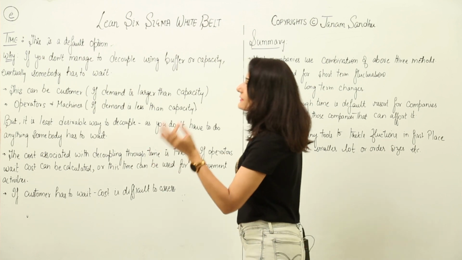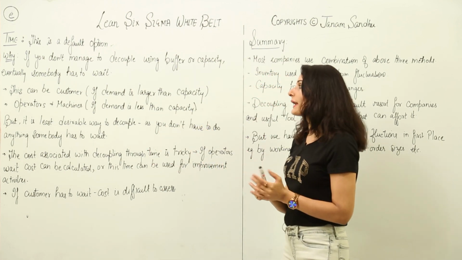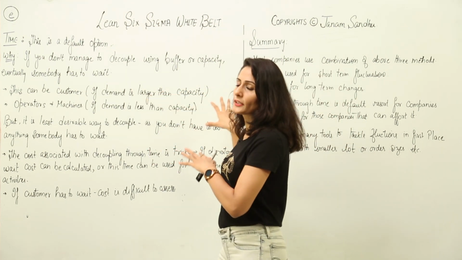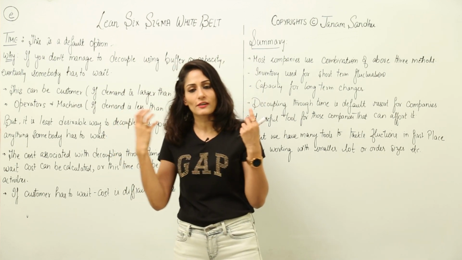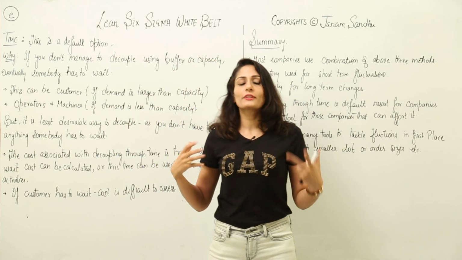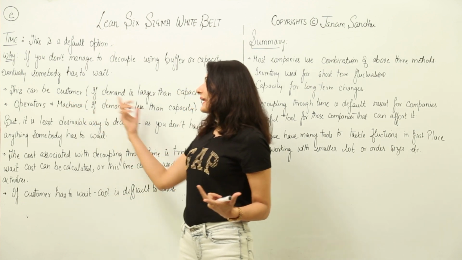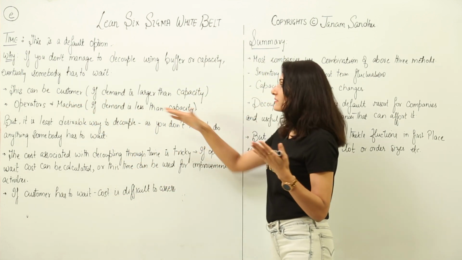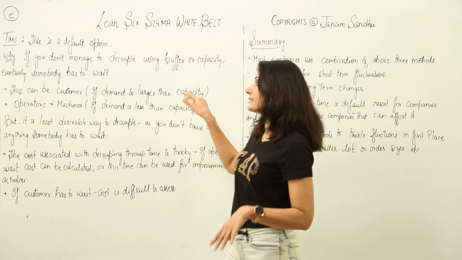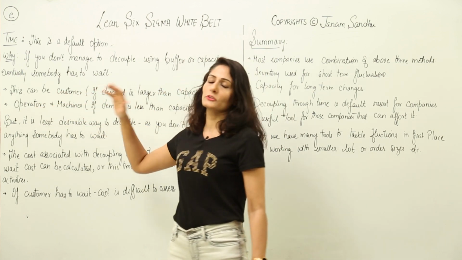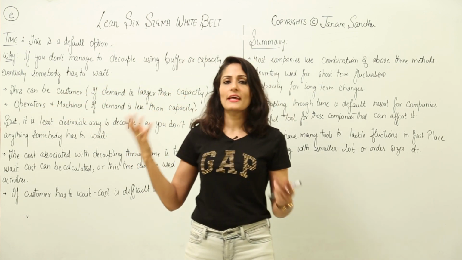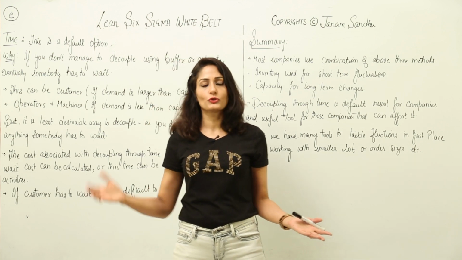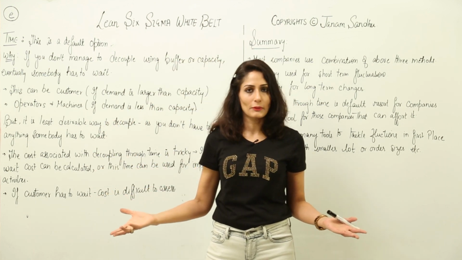If the customer has to wait, this means that demand is larger than the capacity. So obviously, if the customer needs the product, they will have to wait. And in case the demand is less than the capacity, then obviously your operators and machines have to wait, because then you don't need to produce that much. You already have the staff and there is not much demand.